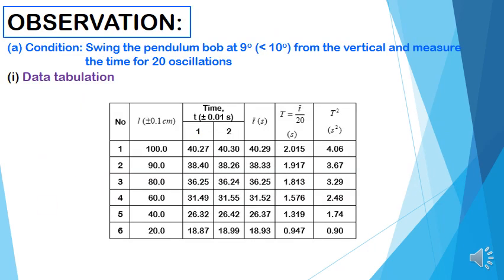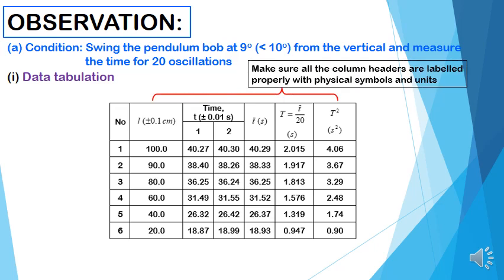Observation. Swing the pendulum bob at an angle less than 10 degrees from the vertical. In this experiment, we fix it at 9 degrees. You may use any other angles instead of 9 degrees as long as it is less than 10 degrees. Then measure the time for 20 oscillations.